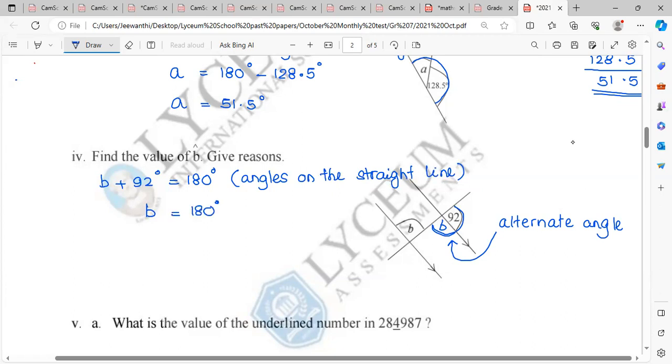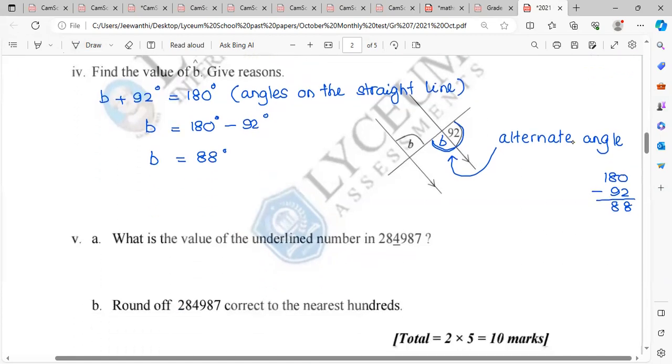180 degrees minus 92 degrees. So then I get the answer 180 minus 92, that you go to the working column again. 180 minus 92. So then here it is 8 and 8. The answer is B is equal to 88 degrees. Right? So then we will move to the next one.